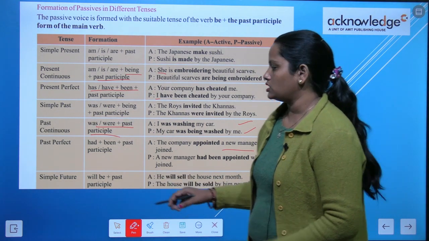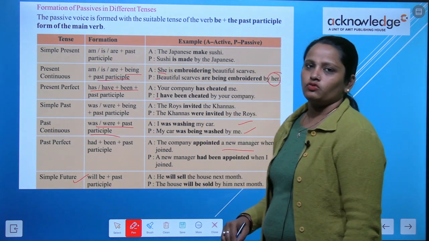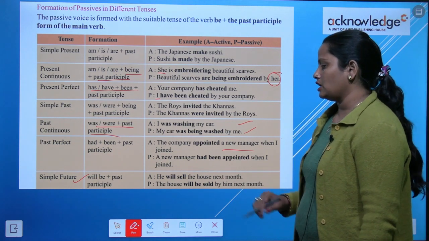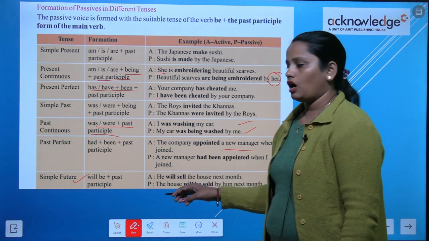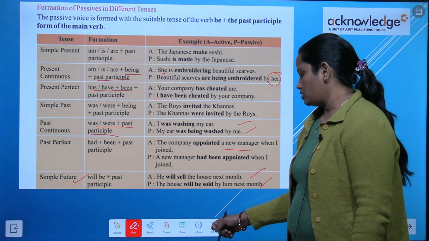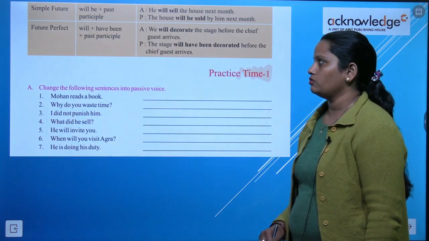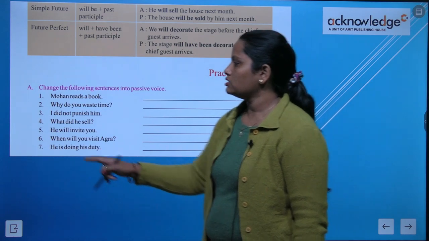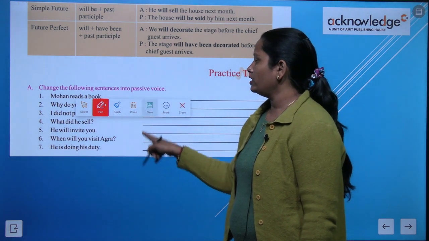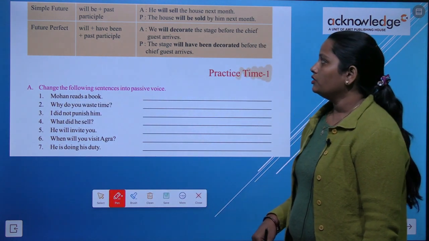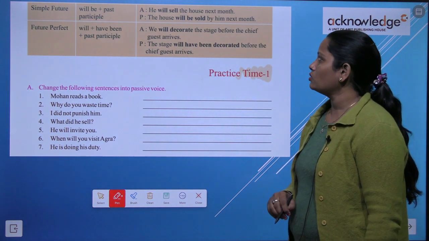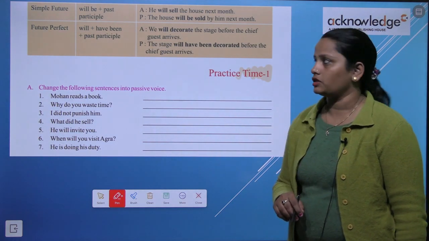Now let's come to the simple future tense. So within this we use will be plus past participle form. So in active voice we use, he will sell the house next month, and the house will be sold by him next month. So these are the two examples to convert active to passive voice. Now the next is simple future tense. In this we use will be plus past participle form. He will sell the house next month. The house will be sold by him next month.